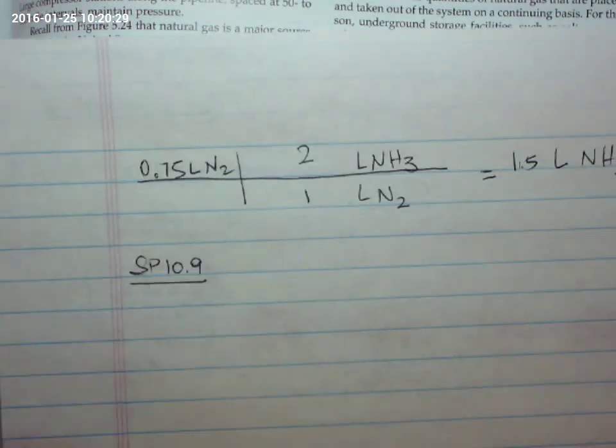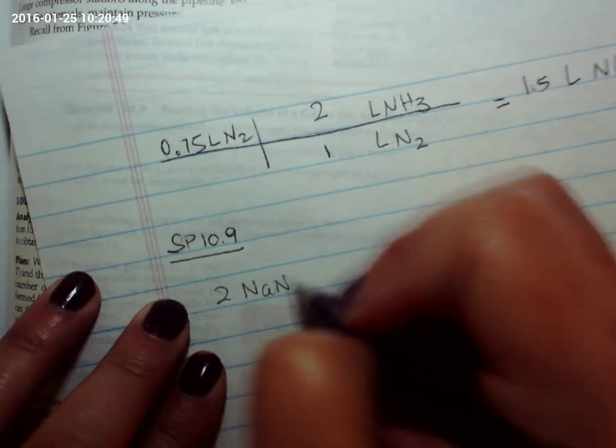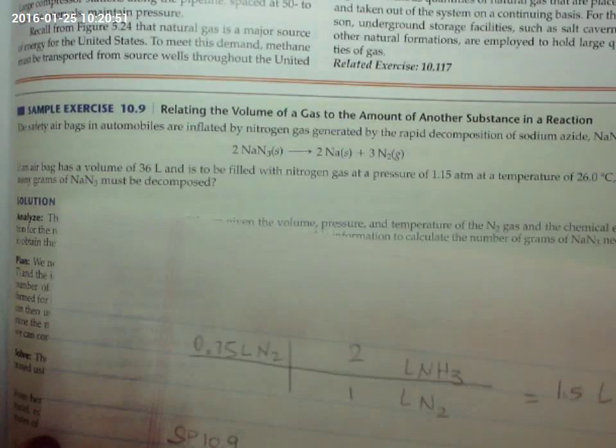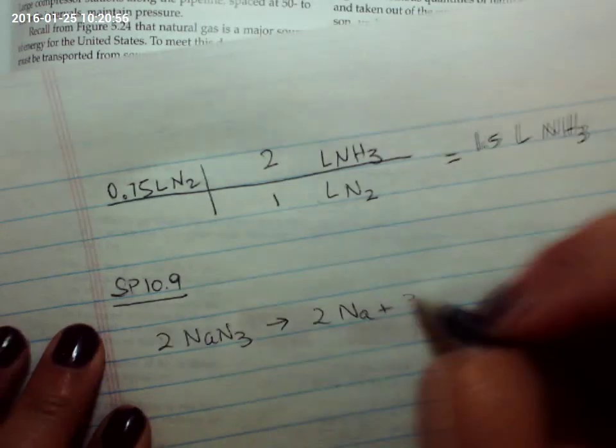So, is it a stoichiometry question? Are they asking me about one substance in an equation and then making me change it to a different substance in the equation? The answer is yes. Jonathan, what's the first thing you need for a stoichiometry question? A balanced equation, right? Okay, they gave it to me. The balanced equation is 2NaN3 yields 2Na plus 3N2.